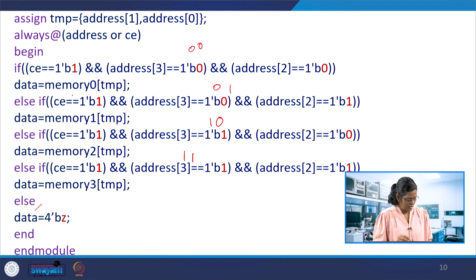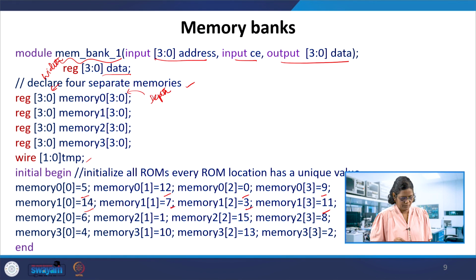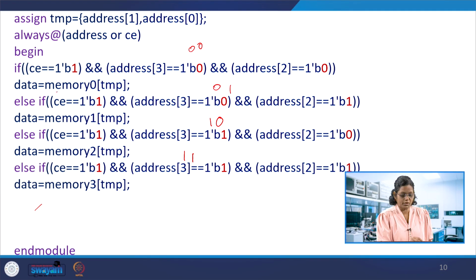How is this data declared in the module declaration? You can see this reg data 0 to 3, that is 4 bits of data. This is required when you use it inside the always block. Inside the always block, data is getting the values from memory, so this needs to be declared as reg outside the always block.